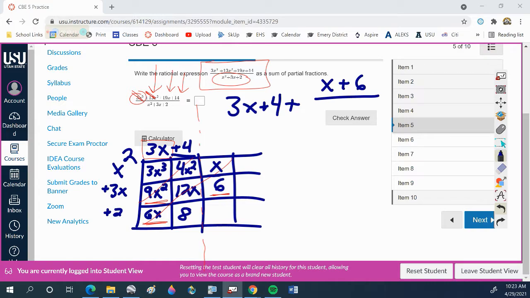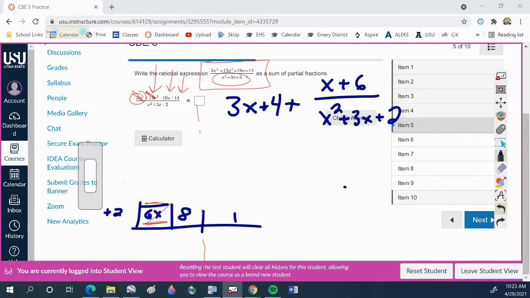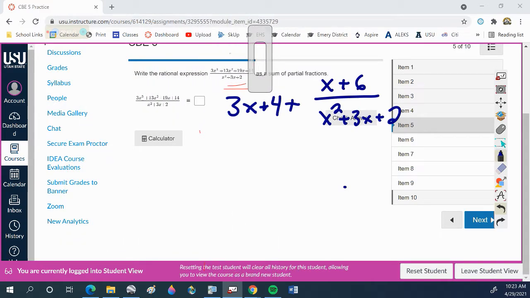what? x squared plus 3x plus 2. Okay. I have now converted my top-heavy fraction into a mixed number. So I ended up with 3x plus 4, and my remainder was x plus 6 over x squared plus 3x plus 2. Now what should I do? Other than giving up, you need to find the partial fractions of the remainder. So we need to partial fraction this.